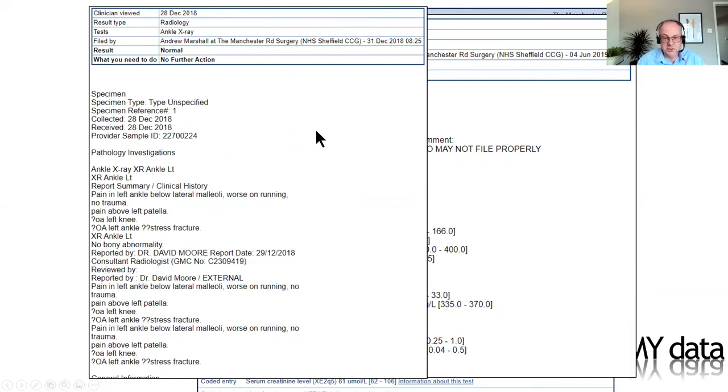Another variation, this was another test I was sent for. You're doing my full medical history here. This was a problem I had with my ankle, and it's a different set of data that's come through, but there are some common things in there: where it's come from, what the test was, what date it was done, what the result was, and then again, a set of free text. I think to look at here is there's lots of question marks in there, halfway down, question mark OA left ankle, question mark stress fracture.